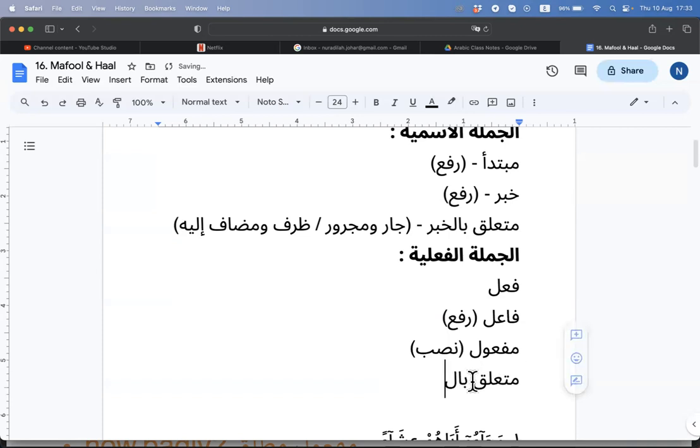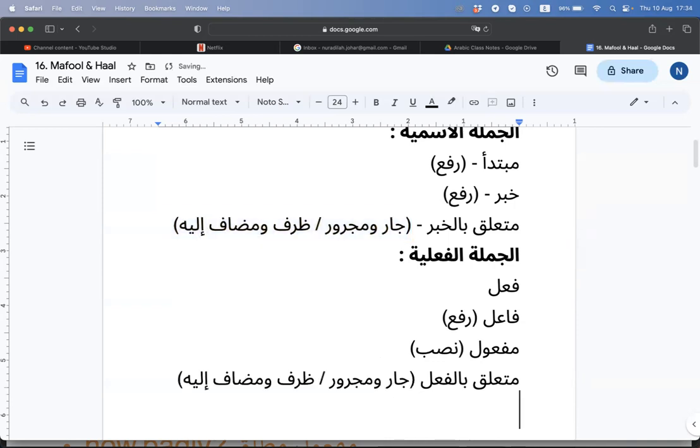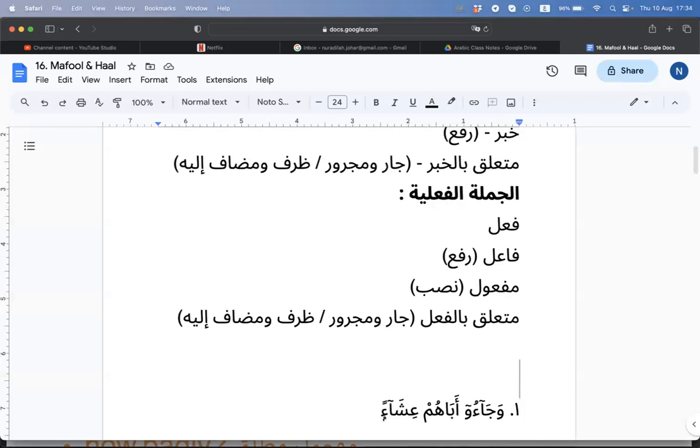Muta'alliq bil what? What do we call? Fi'il. Yes, muta'alliq bil fi'il. Again, this is going to be our jar wa majrur and zarf zaman, or zarf and mudaf ilaihi. Whenever you have jar wa majrur or zarf, something that tells you time or place, in a jumlah ismiyah, you say muta'alliq bil khabar. In a jumlah fi'liyah, you say muta'alliq bil fi'il.